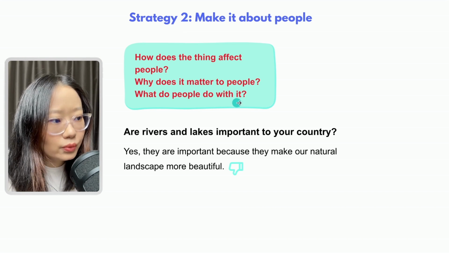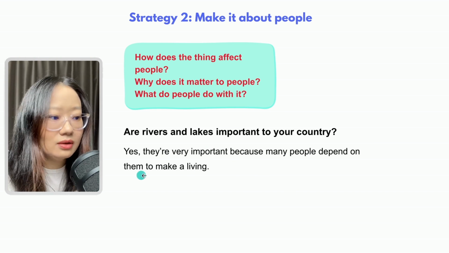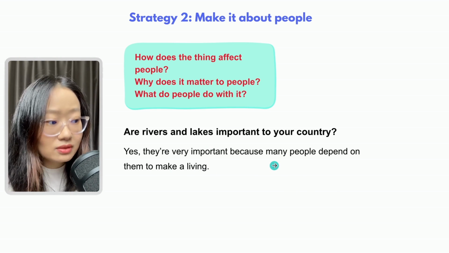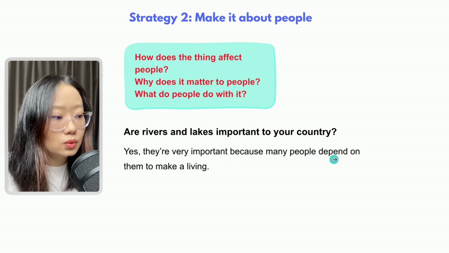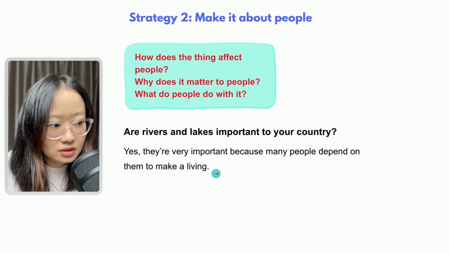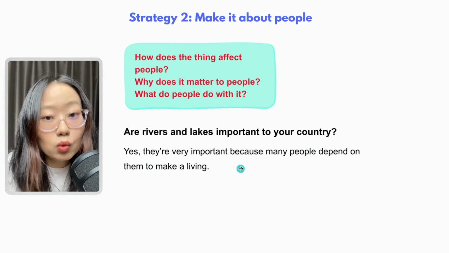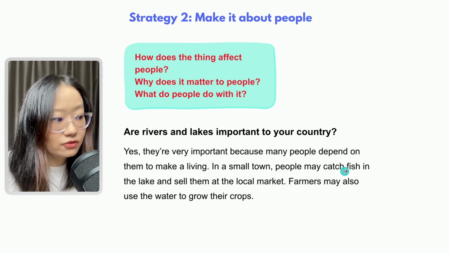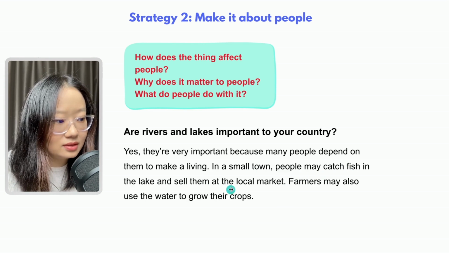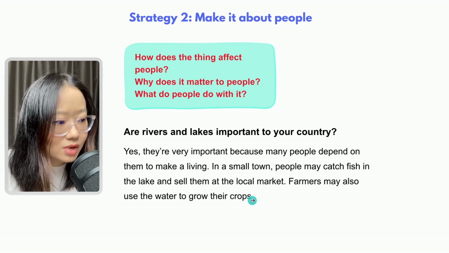What do people do with them? Lakes and rivers are important because many people depend on them to make a living. And then we can continue our answer by discussing those people who depend on lakes to make a living. We focus on describing those people instead of lakes or rivers. We can say something like, in a small town, people catch fish in the lake and sell them at the local market. Farmers may also use the water to grow their crops.